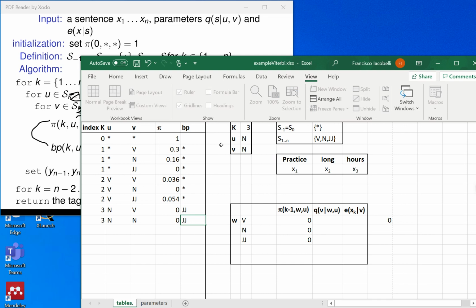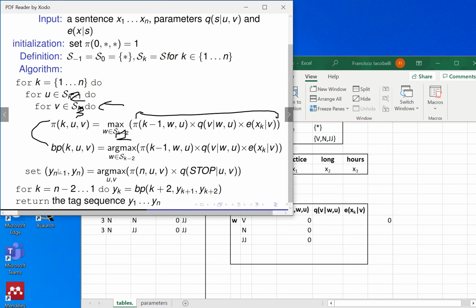Again, when V now iterates to JJ, we're going to have the same thing. This pi doesn't depend on V. So all 3 in N is going to be 0, all 3 V, and 3 and JJ is also going to be 0, right? And the tag is going to be JJ. And then we're done here. We're done doing this loop here.